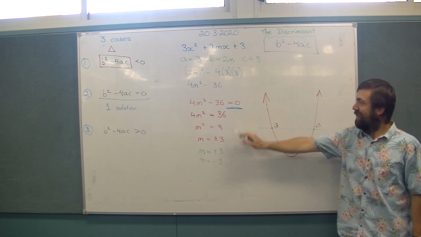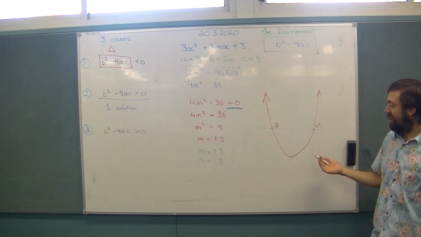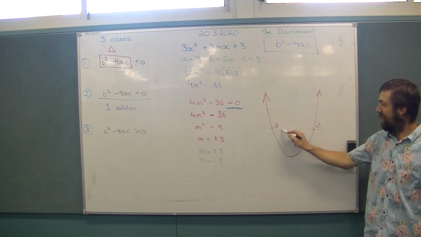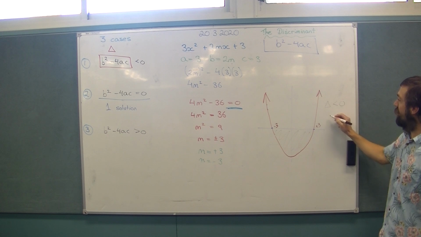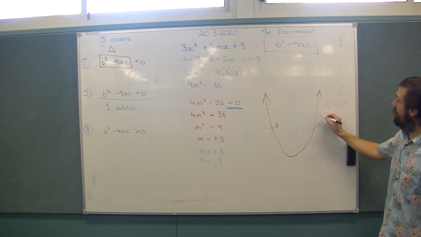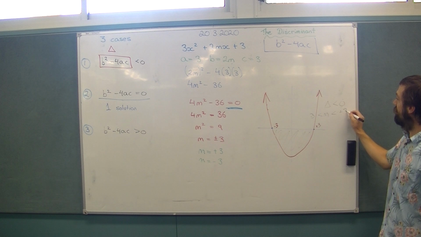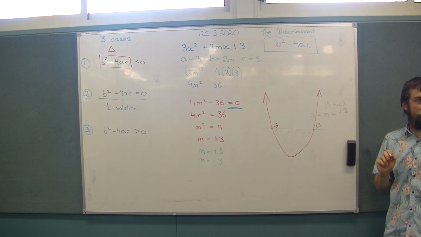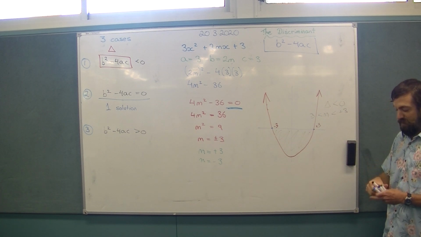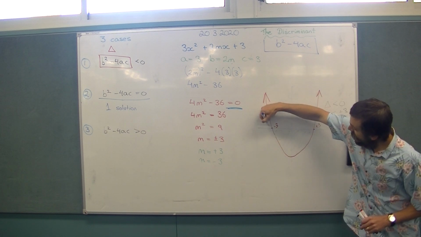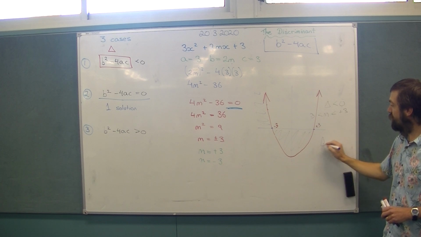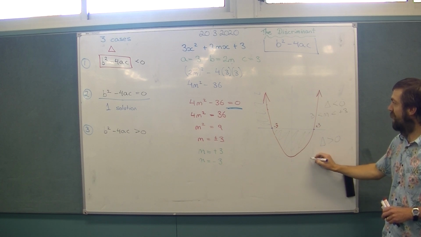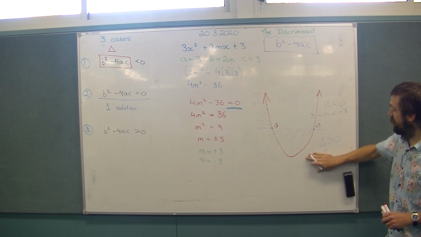So, to find where it's less than 0, where is that? In between negative 3 and 3, this area here. So for the discriminant to be less than 0, m has to be between negative 3 and positive 3, doesn't it? Where is it greater than 0? Outside. Out here and out here. So for the discriminant to be greater than 0, m has to be less than negative 3 or greater than 3.